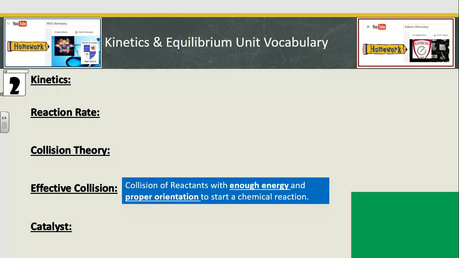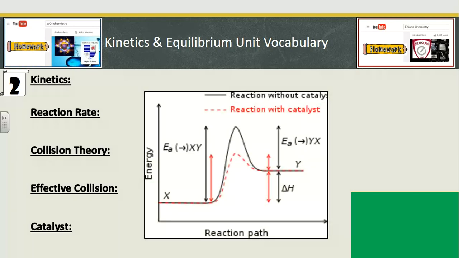A collision of reactants with enough energy and proper orientation to start a chemical reaction is known as an effective collision, which leads to a chemical reaction occurring. That is kind of what we're studying this unit: what allows a reaction to occur.